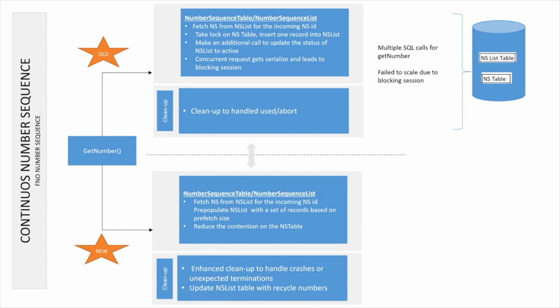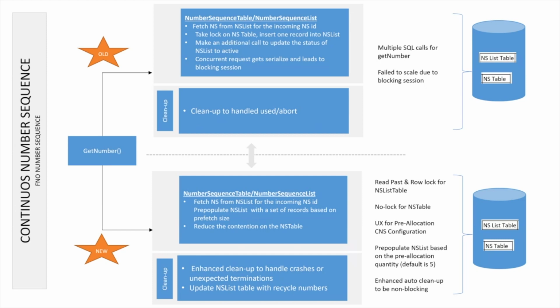So how did this help us? This helped us on multiple ends. Because of this pre-allocation, the number of contentions on the number sequence list table gets reduced, because we are using the read past lock and the row lock while updating a particular record, read past while picking the record. Similarly, we have used the pre-allocation value to pre-populate the number sequence list table with a set of records. So the number of times we take a lock on the number sequence table gets reduced proportionately to the prefetch size and the concurrency that the user has.